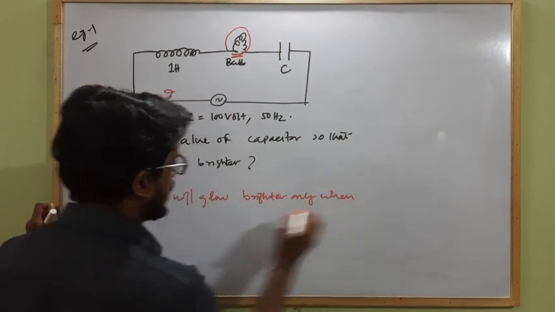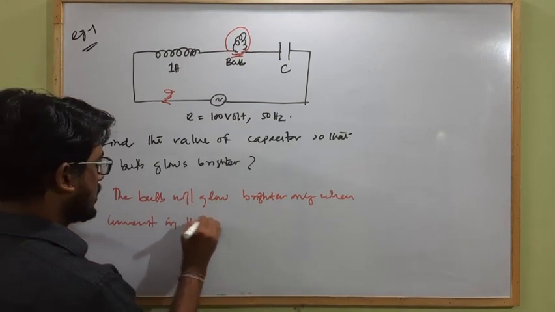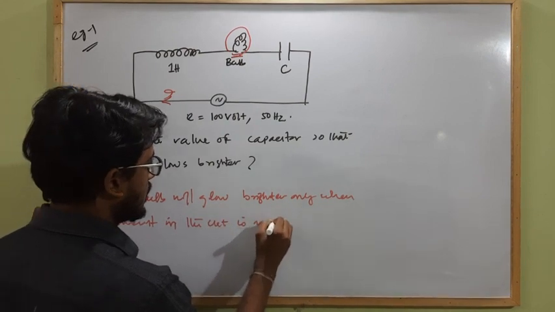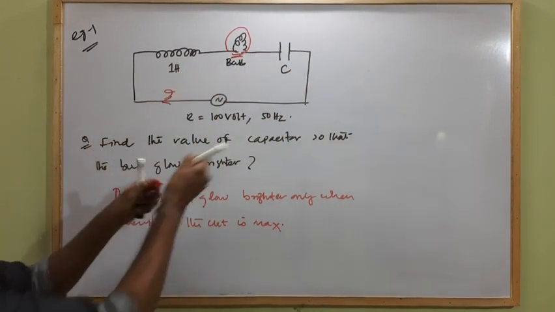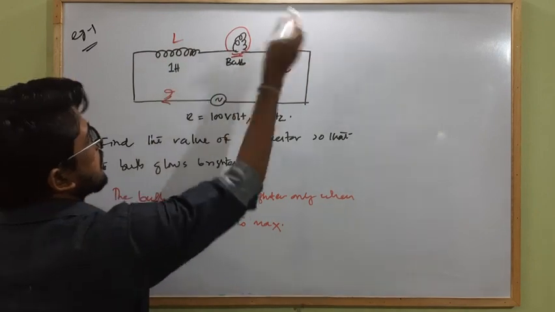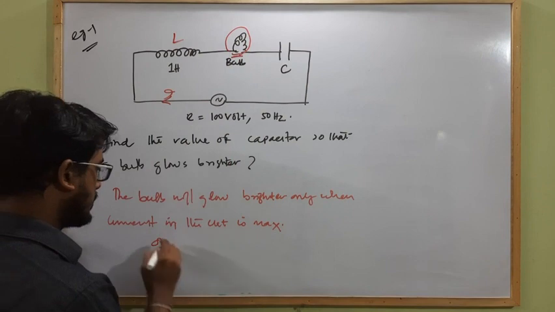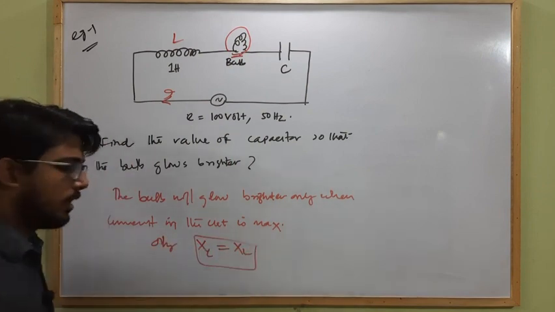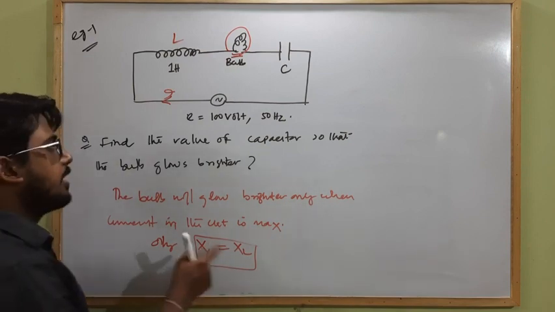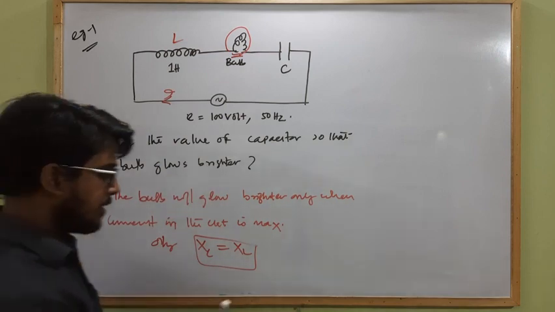the current in the circuit is maximum. So when current flows through an LC circuit, this is a circuit containing an inductor, this is an inductor coil L, this is a capacitor C. The current in the LC circuit will be maximum only when XC equals XL. You already know in this circuit, when XC equals XL, the bulb will glow brighter. So what is XC?